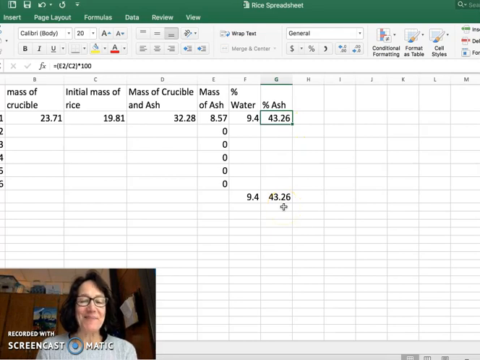Lab procedure is pretty straightforward, but we'll get to the exciting part when we go in to process that data and explain it. See you in class.